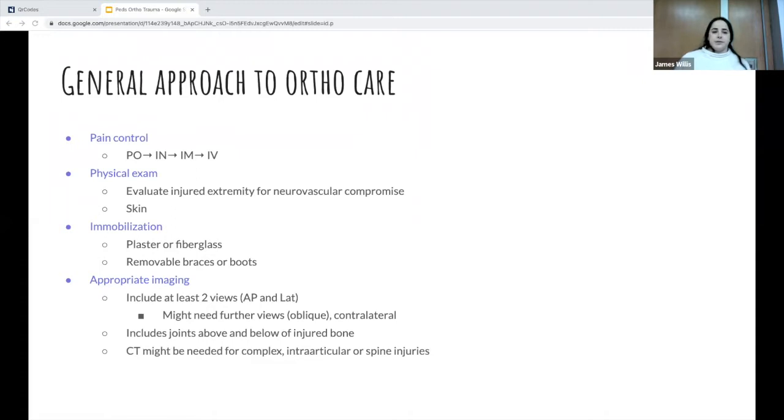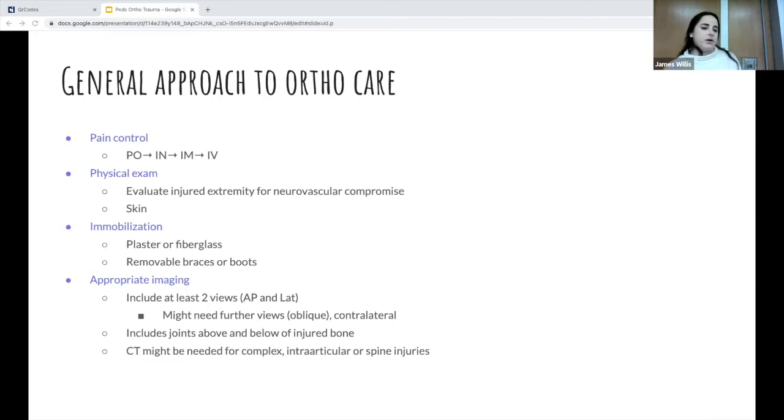Physical exam is super important because you want to evaluate the injury, right? You want to assess for neurovascular injury. You want to check the compartments, capillary refill, and whether the patient has normal sensation or not. On the skin, you want to make sure that it is not an open fracture because it's going to change your management. You also want to look for ecchymosis, abrasions, and soft tissue defects.